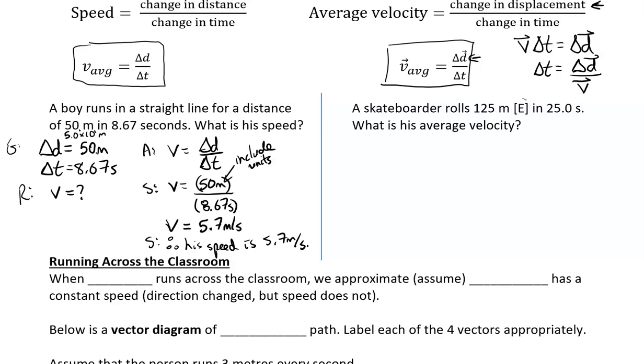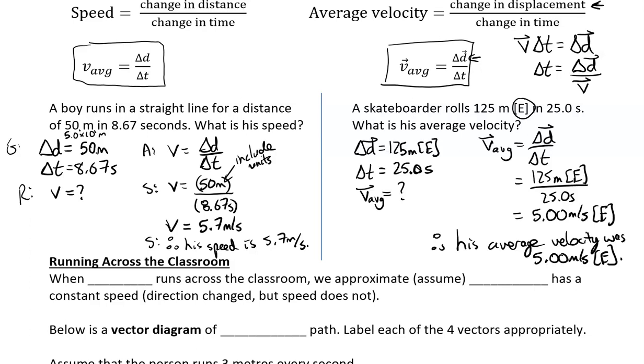The only difference here is that we have this direction added in. A skateboarder rolls 125 meters east in 25 seconds. What is his average velocity? Go ahead and do that equation and then check your answer with me. So have a look at how your answer compares to this. Hopefully you got it right.